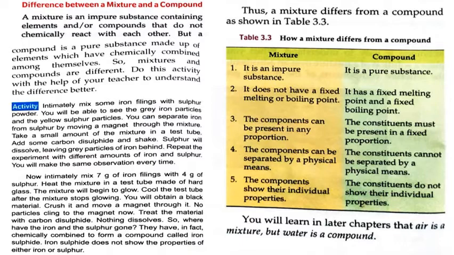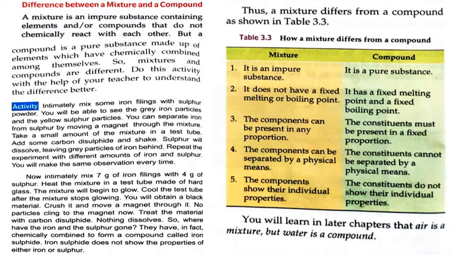Sulfur will dissolve, leaving grey particles of iron behind. Repeat the experiment with different amounts of iron and sulfur. You will make the same observation every time. Now intimately mix 7 gram of iron filings with 4 gram of sulfur. Heat the mixture in a test tube made of hard glass. The mixture will begin to glow. Cool the test tube after the mixture stops glowing.